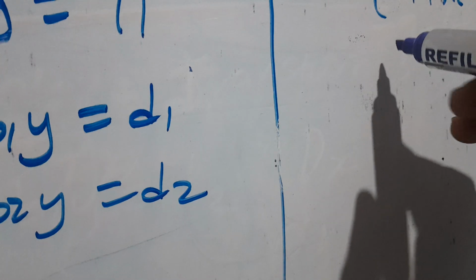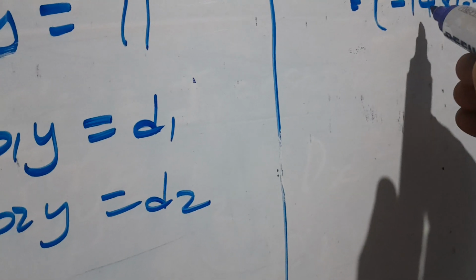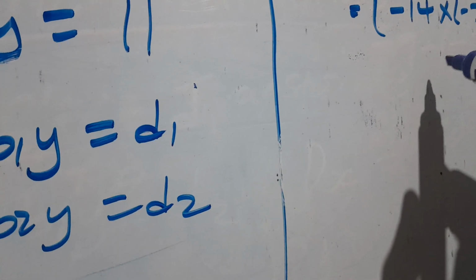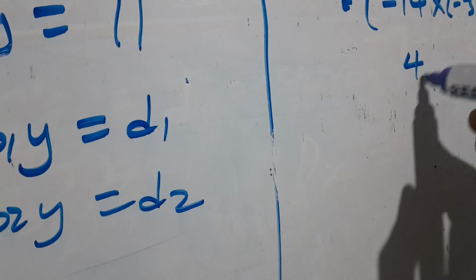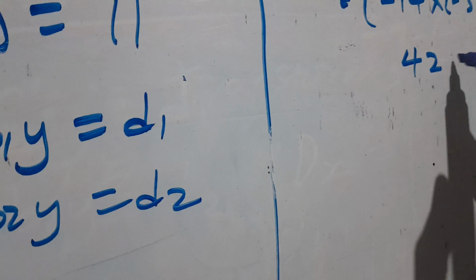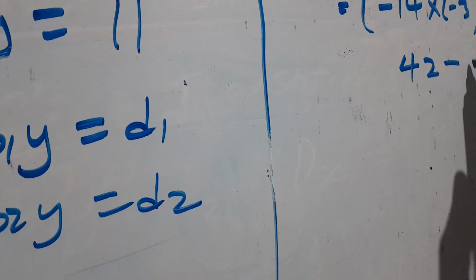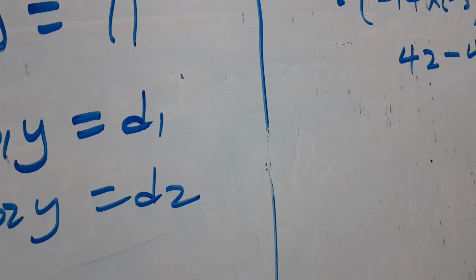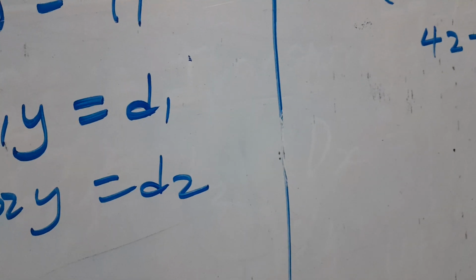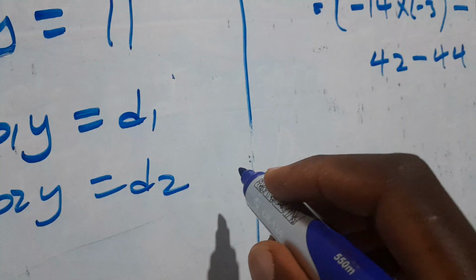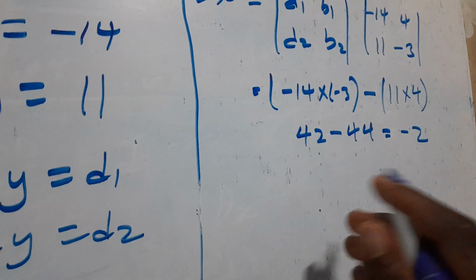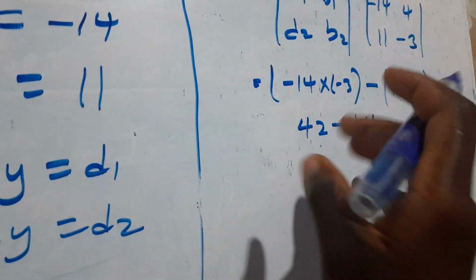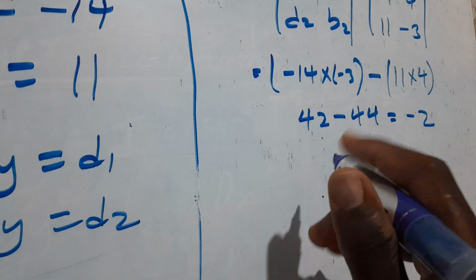What then will you have? You will have negative 14 times negative 3, that is 42. 42 minus 11 times 4, which is 44, and your answer is minus 2. That is our value of dx. Our value of dx is minus 2. I hope you can see through and follow what we have done to find our value of dx.